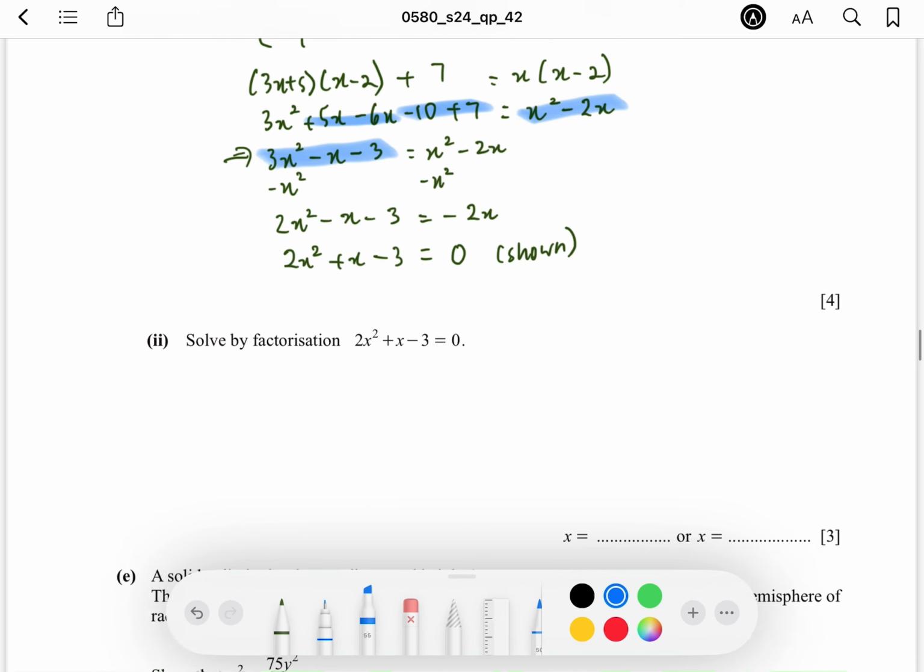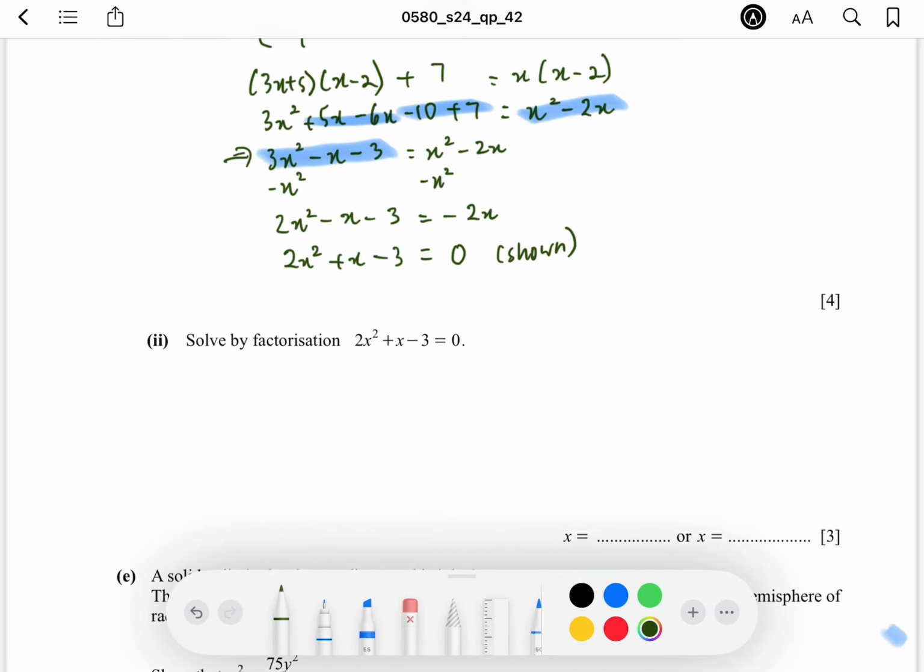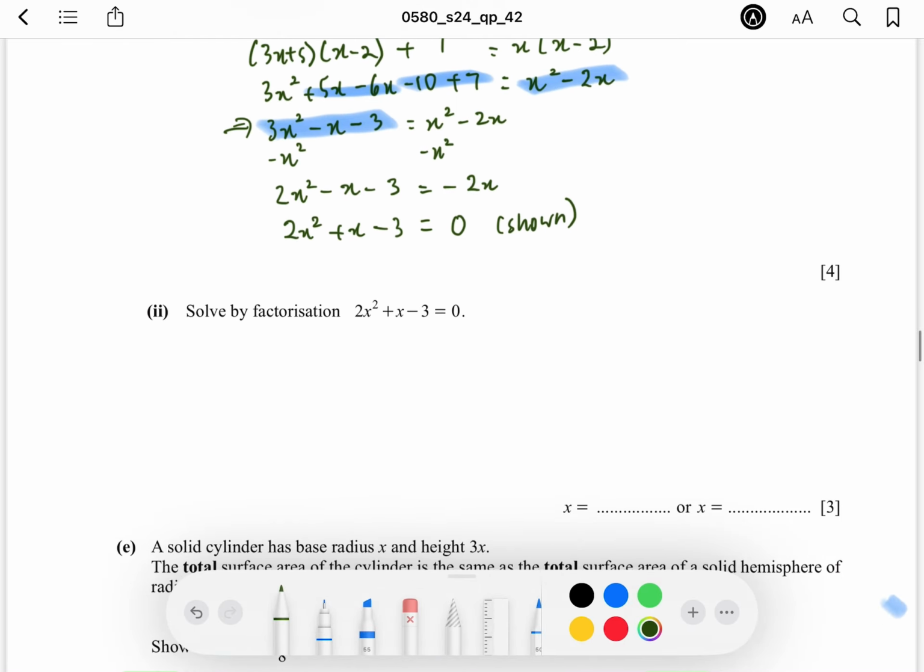Solve by factorization. For factorization, do not use the formula. Right. Okay, here use factorization. It means you find the factors. So 2x. I use the box method. You can use the tic-tac-toe method. Whichever.